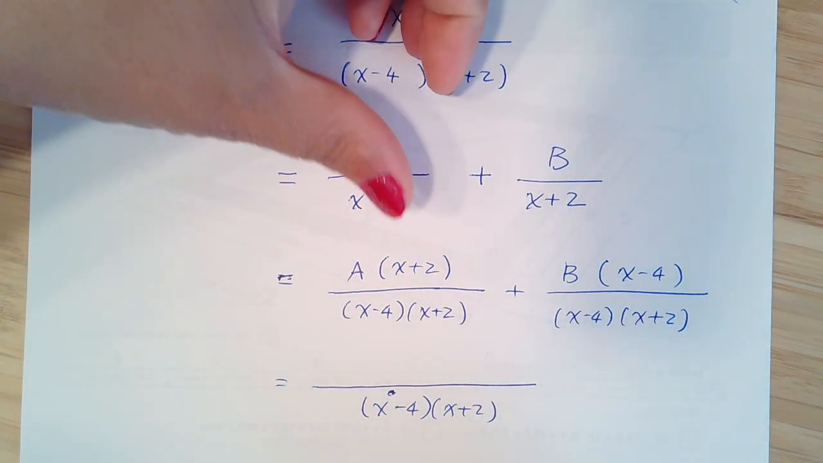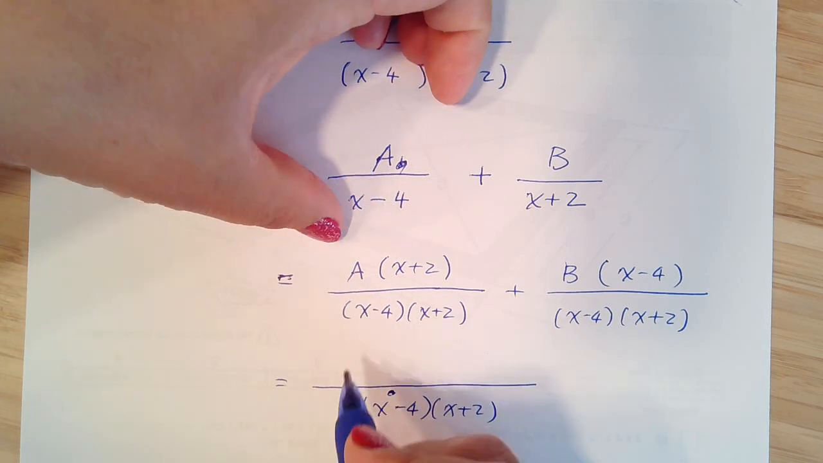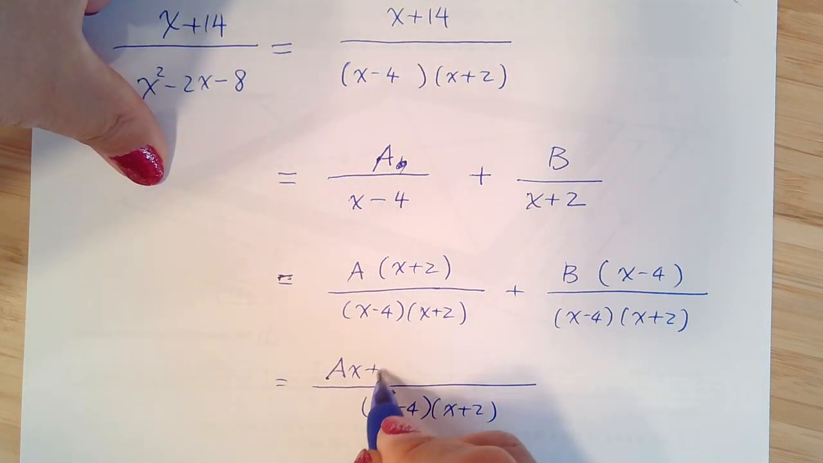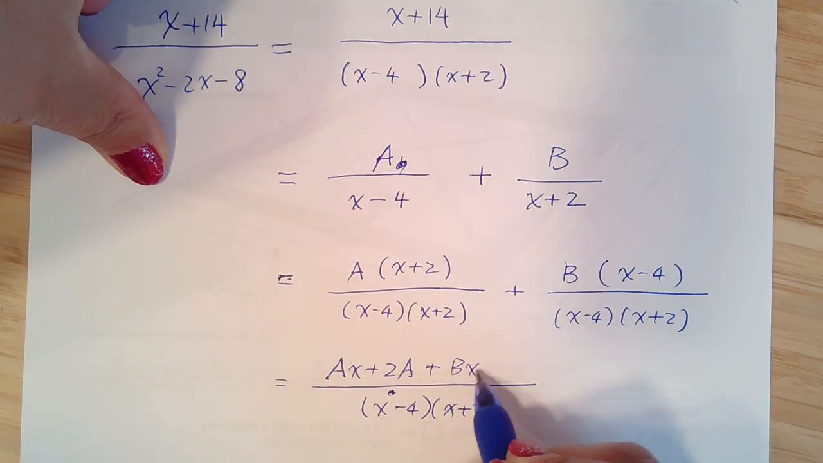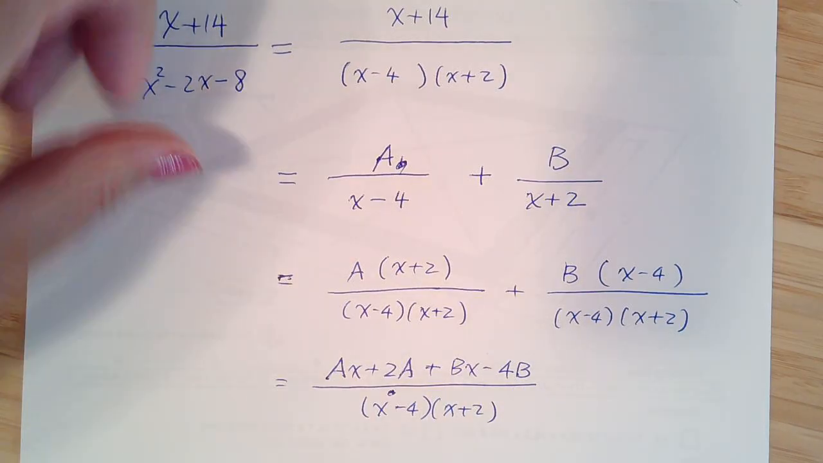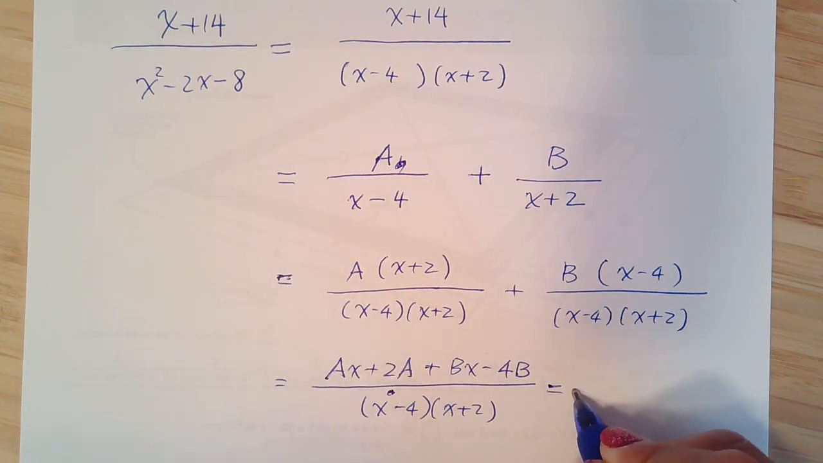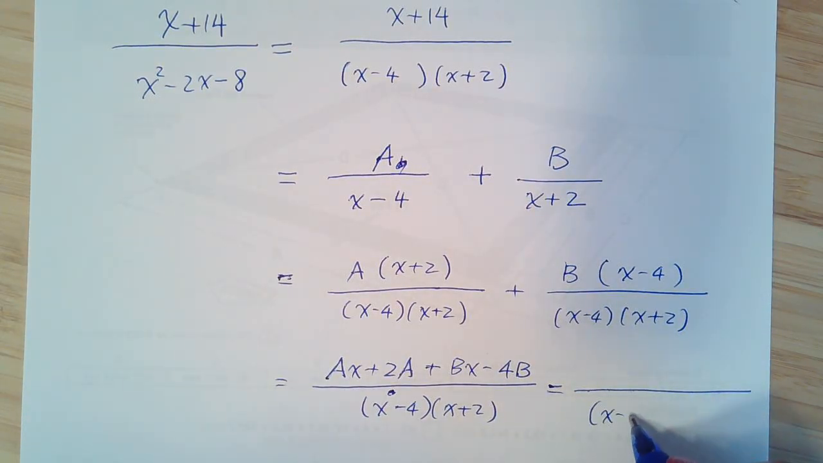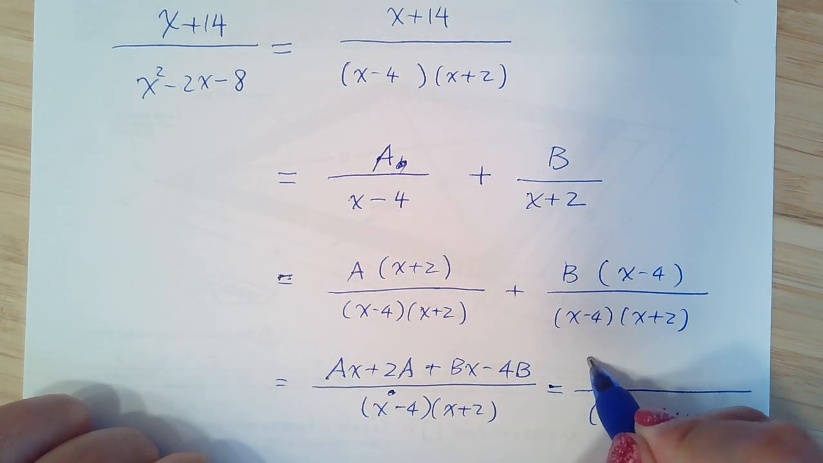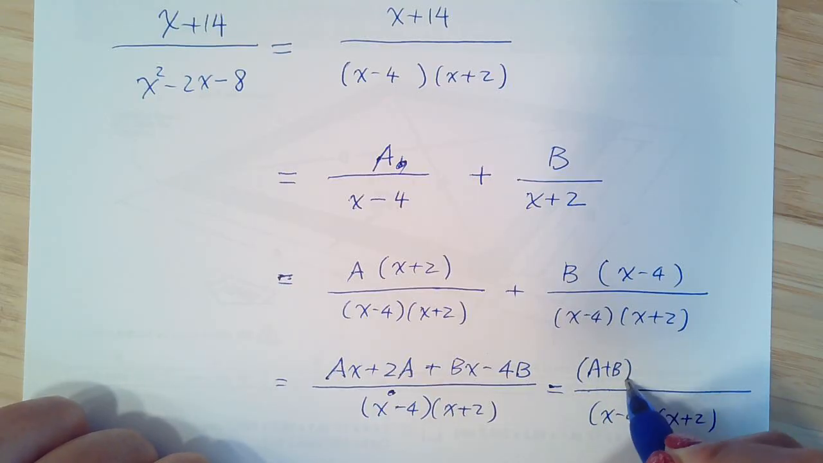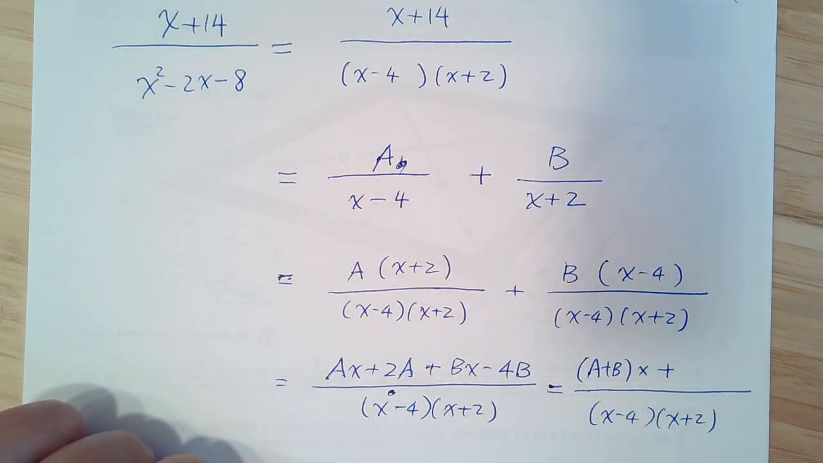The denominator will be (x minus 4) times (x plus 2), and for the numerator, let me distribute this A, so I get Ax plus 2A. Agree? And then here will be plus Bx minus 4B. All right, now one more step. I keep the denominator (x minus 4)(x plus 2). Now, let's see the x term. We have Ax plus Bx, so we have (A plus B)x. And the part without x is going to be 2A minus 4B.